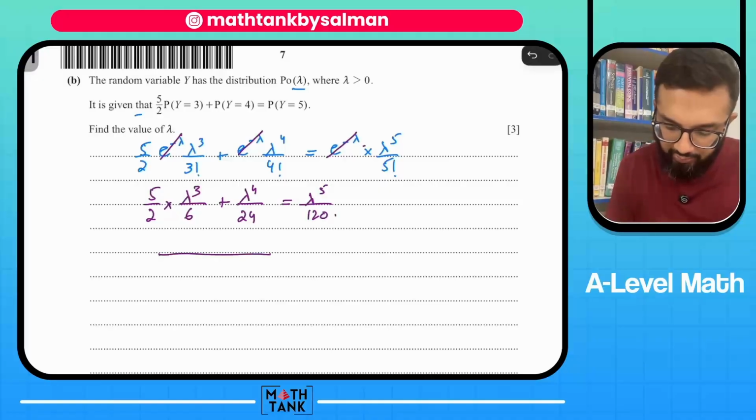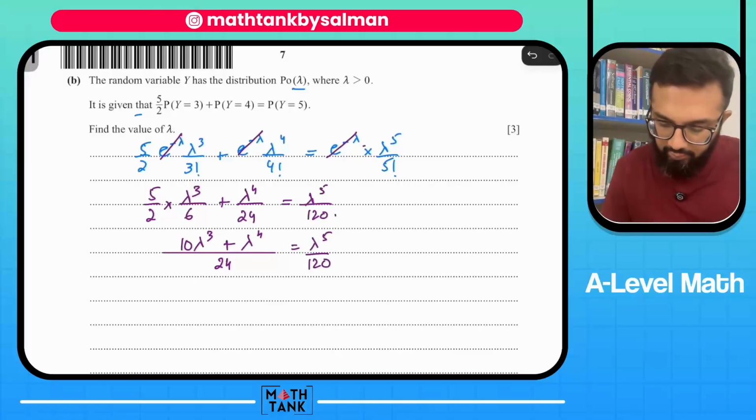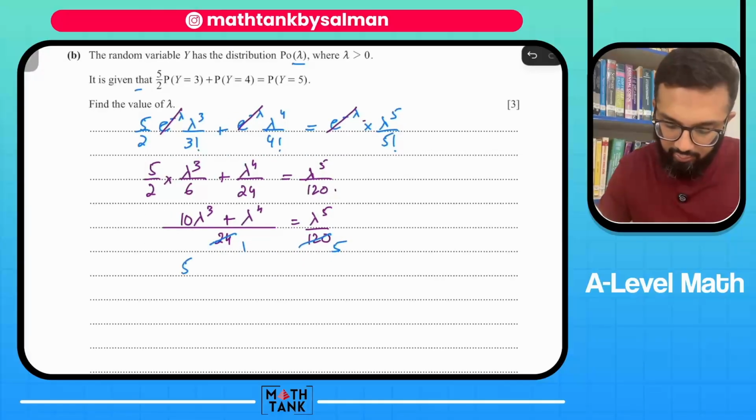Okay, let's take a common denominator here. It's going to be 24. So 10 lambda cube plus lambda 4... Okay, 5. So 50 lambda cube plus 5 lambda power 4 equals lambda power 5. Let's move everything to one side first.